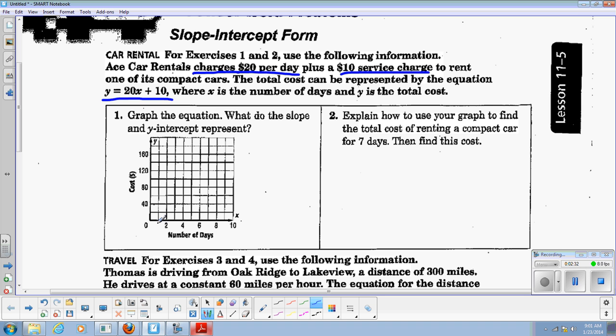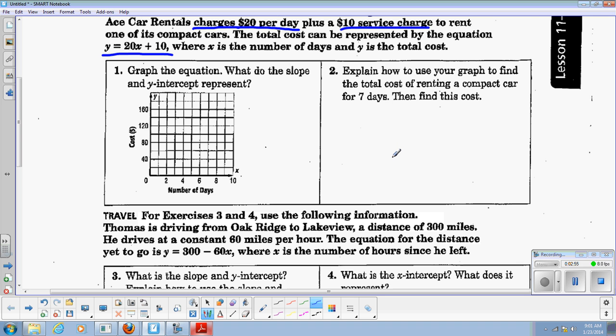You're going to have to go over here to the graph and read for 7 days. I'm going to have to figure out how I get from 7 days to where my line is, and when I come back over here, what is the dollar cost for 7 days? So you'll take a look. Be sure that you draw your line carefully. Draw with a straight edge, and then answer question 2. If you want to, stop the video here, work on problems 1 and 2, and then we'll move to questions 3 and 4.